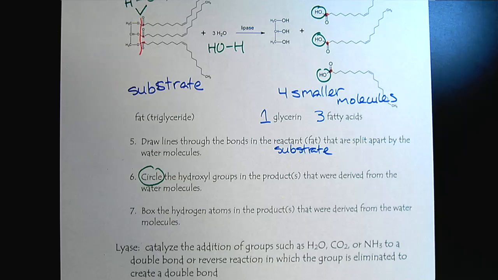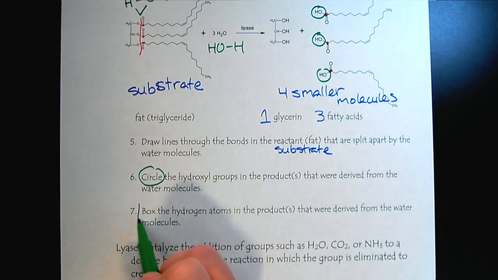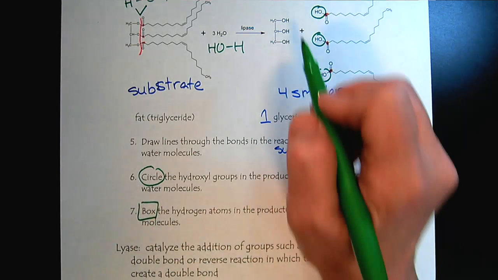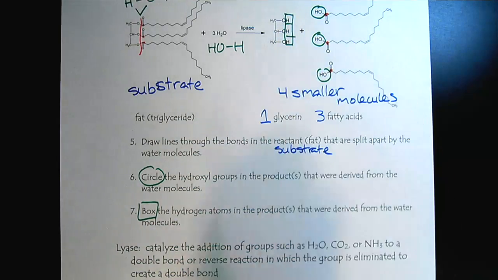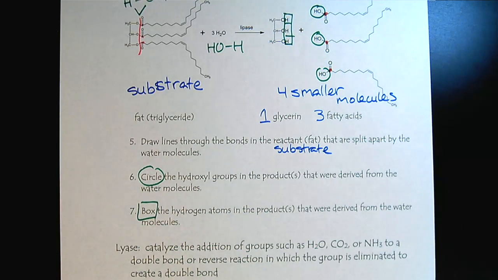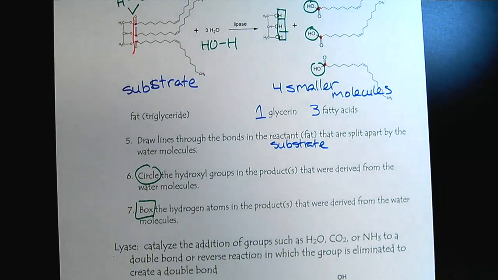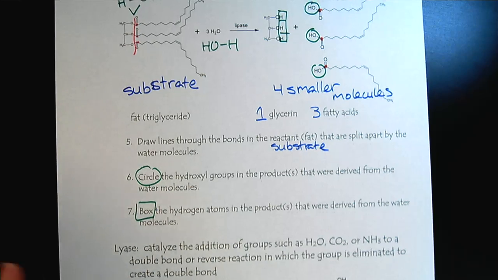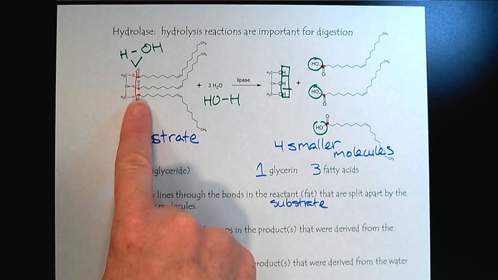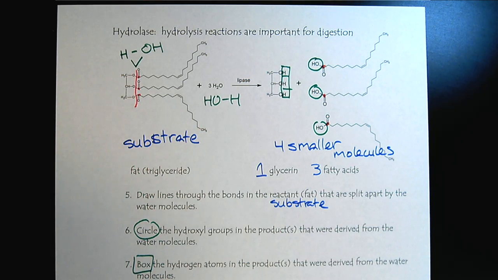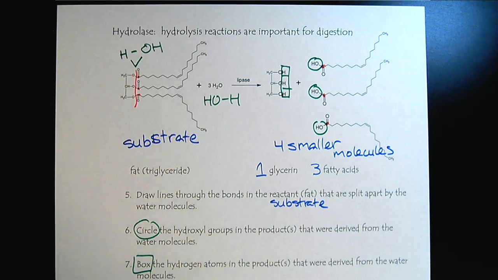And now let's box the hydrogen atoms that came from the water. And so those would be right here. Okay, so that's about it there, right? So we've had a lot of experience with hydrolysis reactions. So we recognize the ester bonds, hydrolase, to carboxylic acids and alcohols.